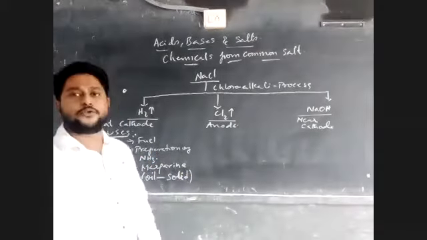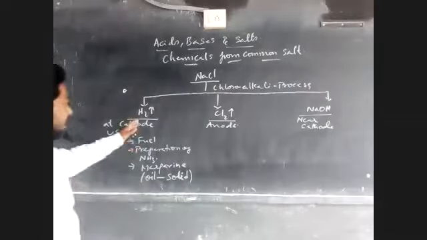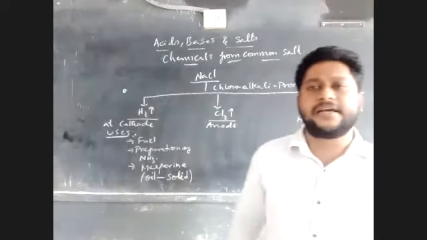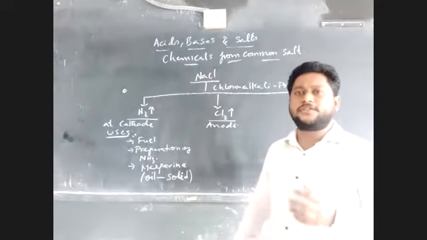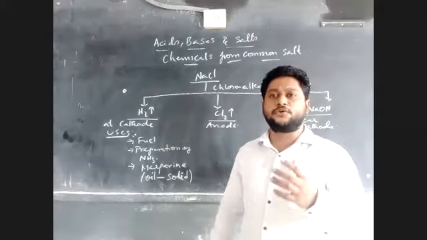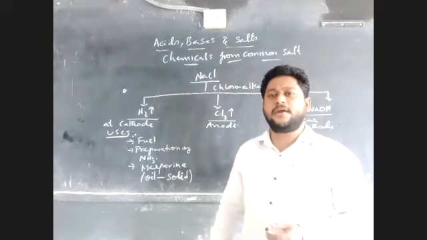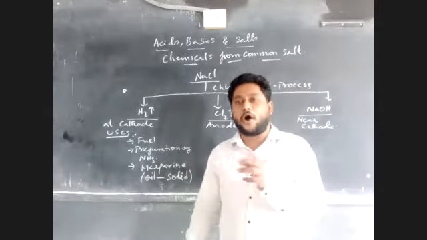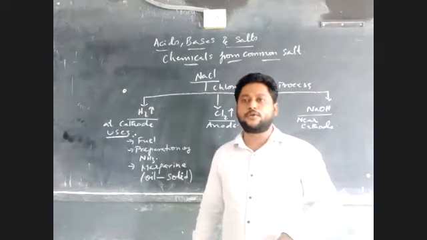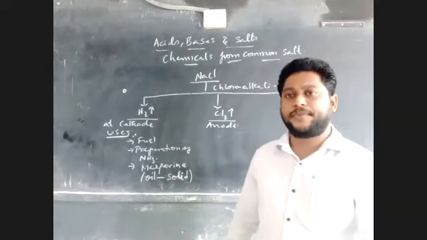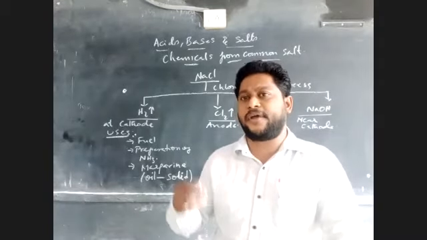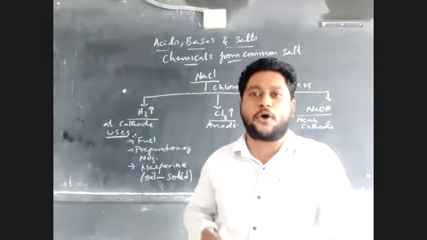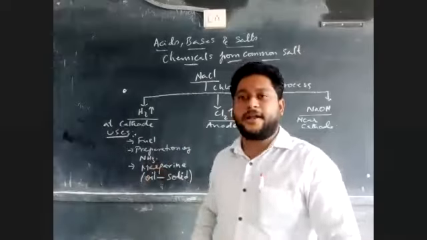Conversion of oil to solid. Now, these are the few uses of hydrogen gas that is evolved at cathode. Hydrogen gas which is evolved at cathode is used as a fuel. It is used in the preparation of ammonia. It is used in the margarine, that means preparation or conversion of oil to the solid. Say for example, dalda, vanaspati ghee. So how is it formed? When hydrogen is passed to oil, it becomes solid dalda.